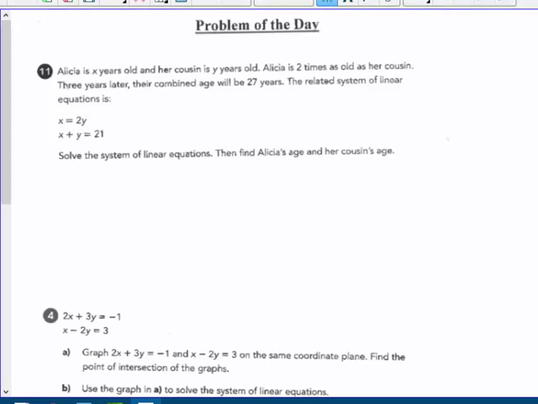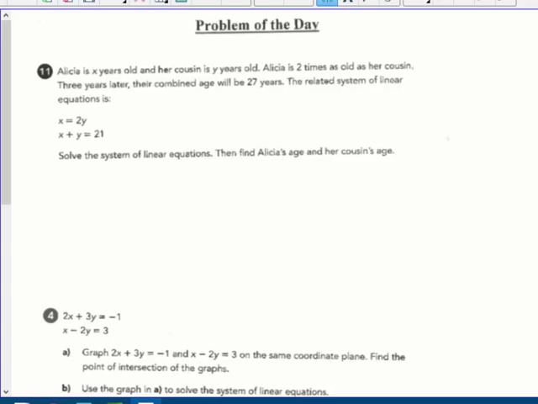This video starts on page 12 of your packet 1D, and it's got the problem of the day in it. Solve the system of equations. You can set up a table and try to figure it out. And we've got two questions here.